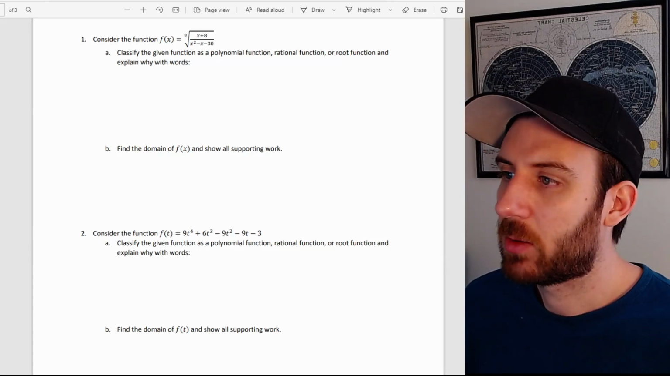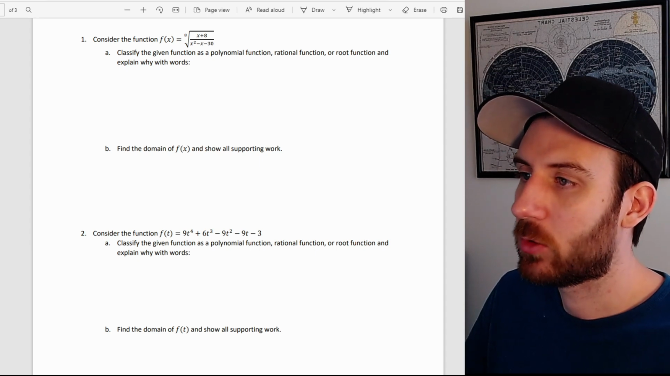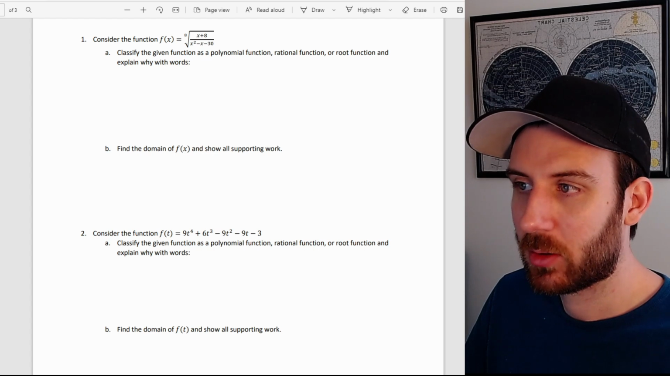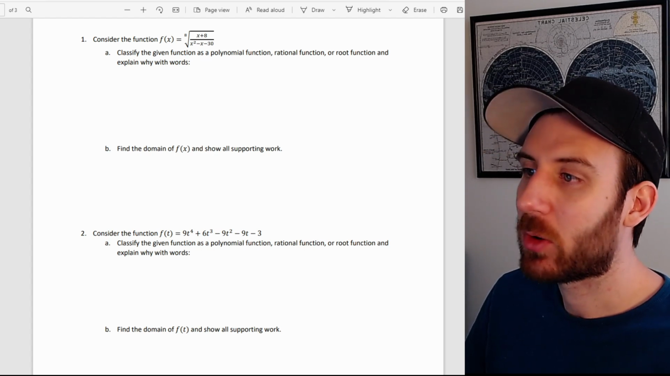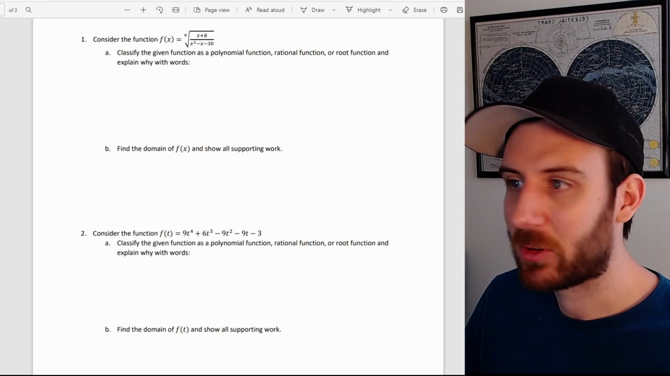Hello, let's look through some example problems for properties of functions. So we're first given this function f of x is equal to the 8th root of (x plus 8) divided by (x squared minus x minus 30). And we want to classify this function as a polynomial function, a rational function, or a root function. We want to be able to explain why with words.